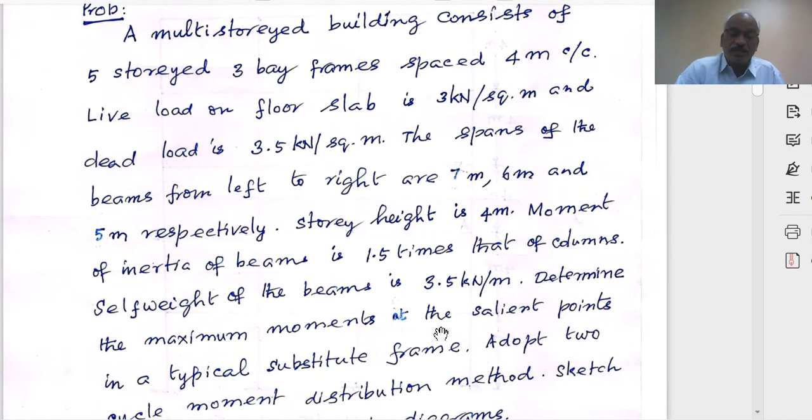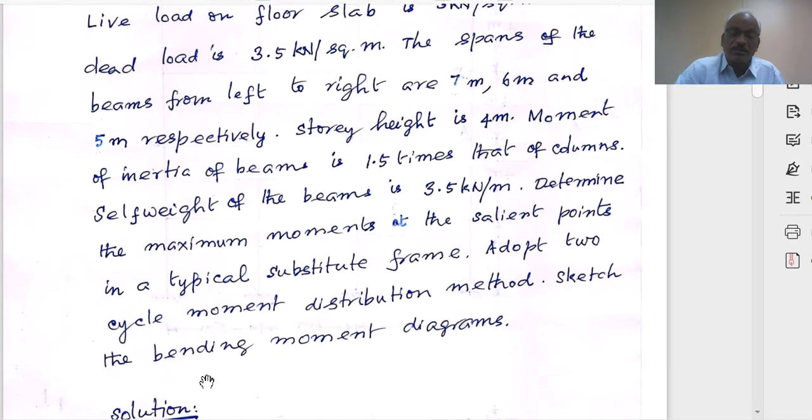Right. Determine the maximum moments at the salient points in a typical substitute frame. Adopt the two-cycle moment distribution method. Sketch the bending moment diagrams. Not only sketching, if it is a design problem, we have to design the RCC beams and RCC columns for these moments. If it is steel, you have to design steel beams, steel columns, etc. So that is what is required.